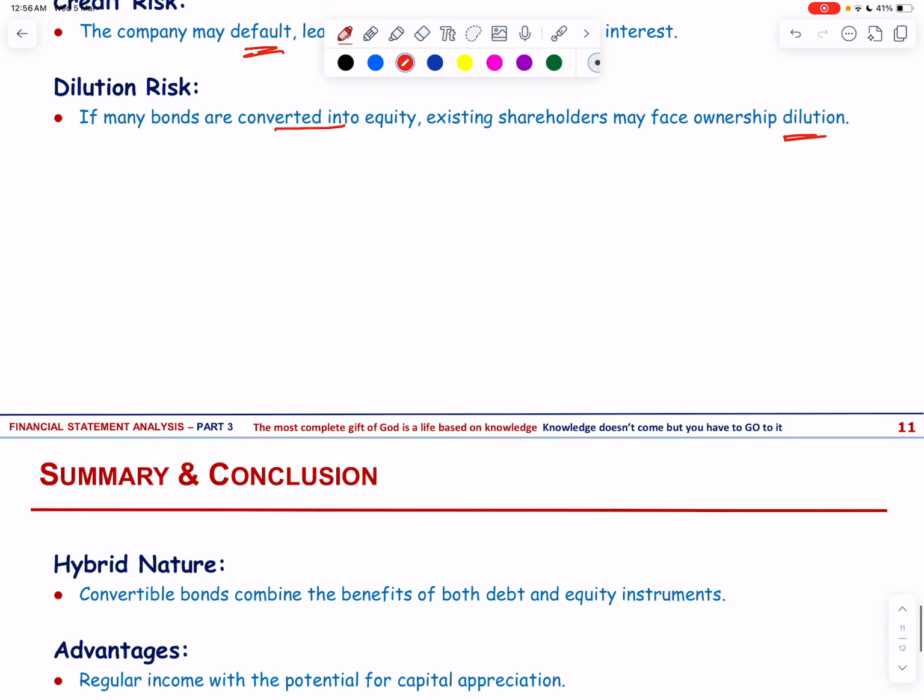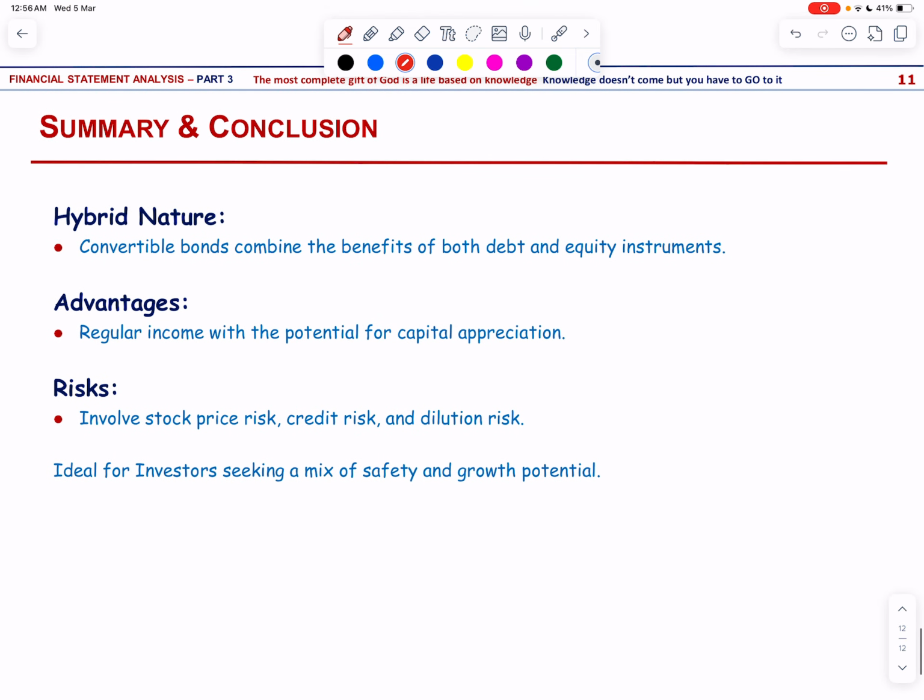So, in summary, convertible bonds offer a blend of safety, that is, bond like features, with the potential for stock like returns, but they come with both upside potential and risk based on the company's performance. So this completes the video on convertible bond.